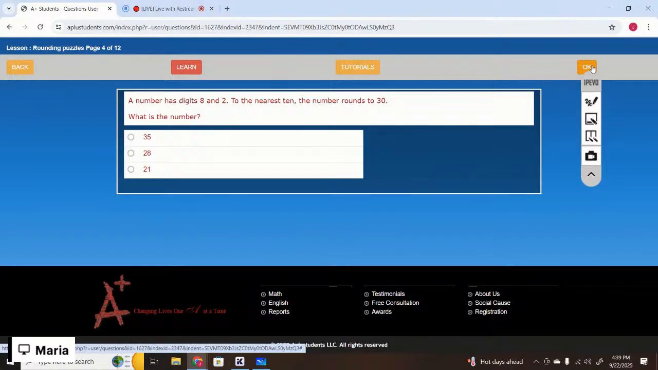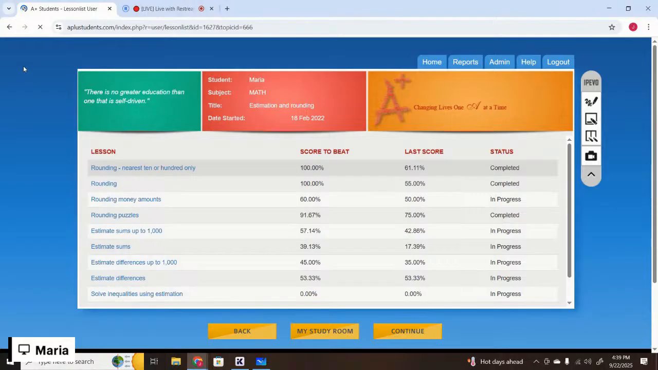A number has the digits 8 and 2. To the nearest 10, the number rounds to 30. So which is the correct option? Which number rounds to 30? Very good. That is 28. Okay, you can complete the lesson by yourself later today.